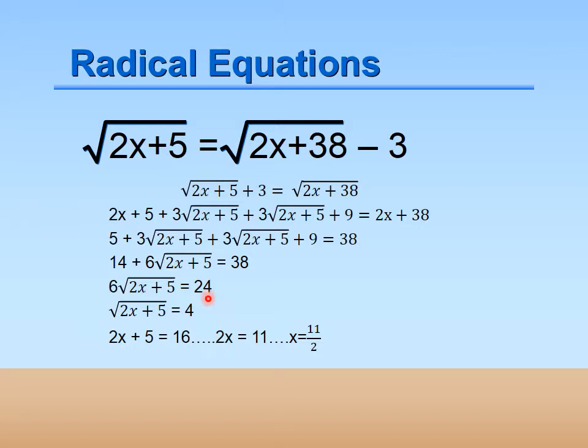So now I'm going to divide both sides by 6, leaving me the square root of 2x plus 5 equals 4. Now I'm going to square both sides, which leaves me 2x plus 5 equals 16. Now I just have to solve for x. I subtract 5 from both sides, which leaves me 2x equals 11. And then I'll divide both sides by 2, which means that x is equal to 11 over 2.